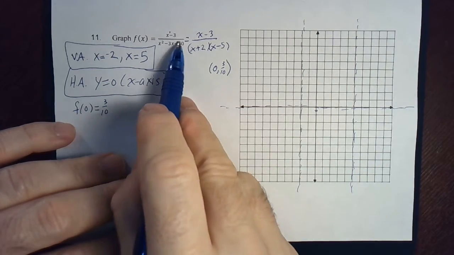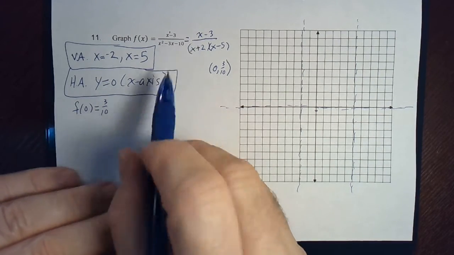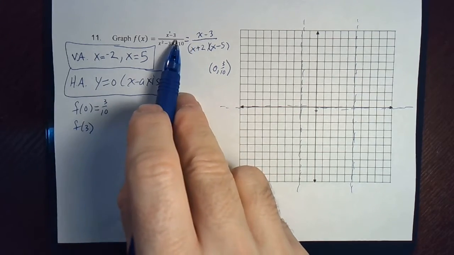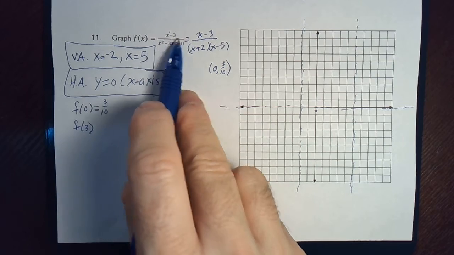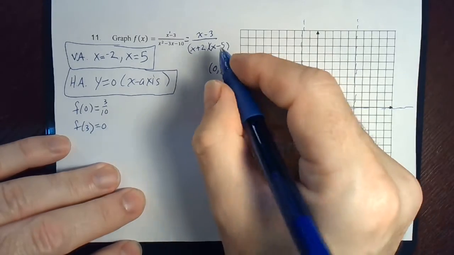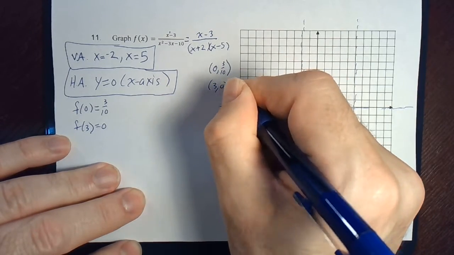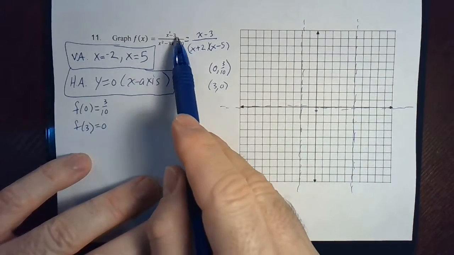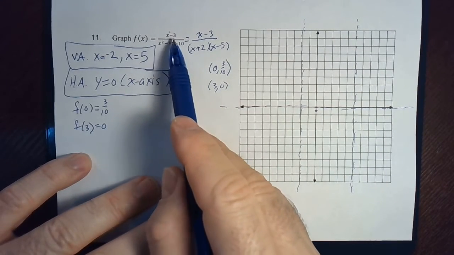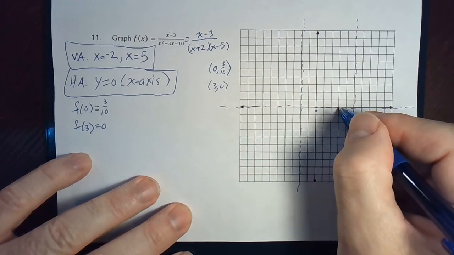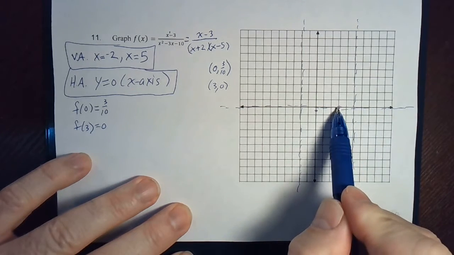And how about a real easy one? 3. F of 3 is going to give us a 0, right? 3 minus 3 is 0. So 3, 0, we found our x-intercept, and by the way, that is the only x-intercept. If you set this equal to 0, the only way you can get a 0 is if x is 3. So let's remember, I'm plotting the only x-intercept right here.